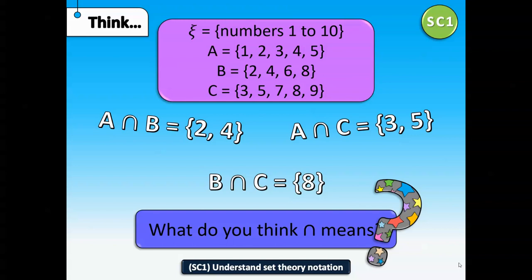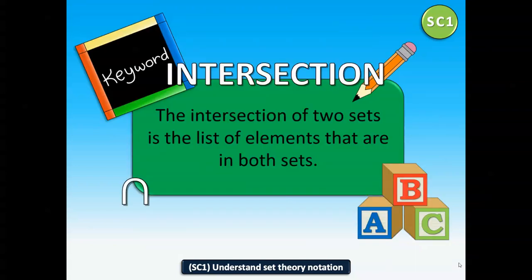So what do you think this ∩ symbol means? Well, ∩ means the intersection. And the intersection of two sets is the list of elements that are in both sets.